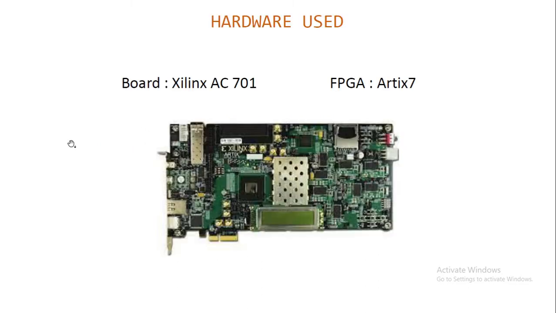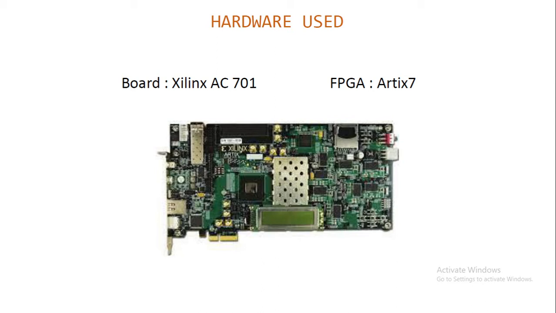So this is the hardware which I'll be using for this demo. It is an Artix 7 evaluation board from Xilinx, the AC701. Artix 7 is a low-cost FPGA in the 7 series FPGAs of Xilinx. It does not contain any hard MAC built into the FPGA.